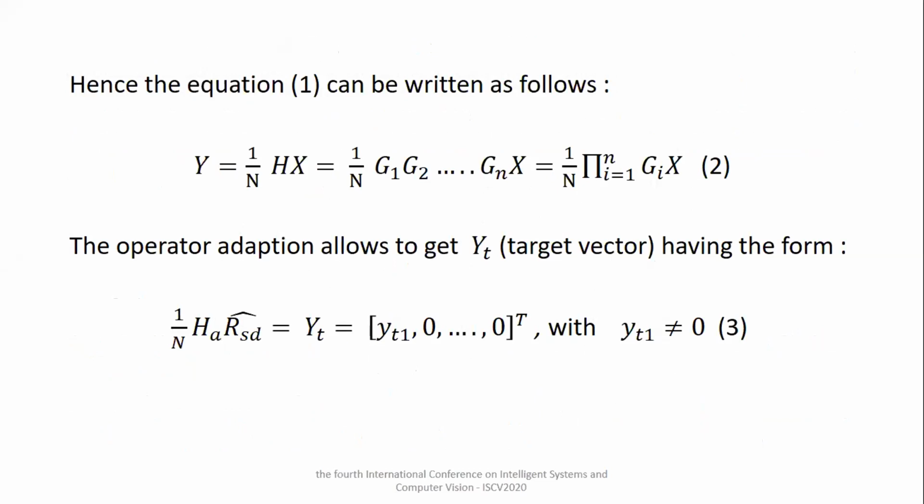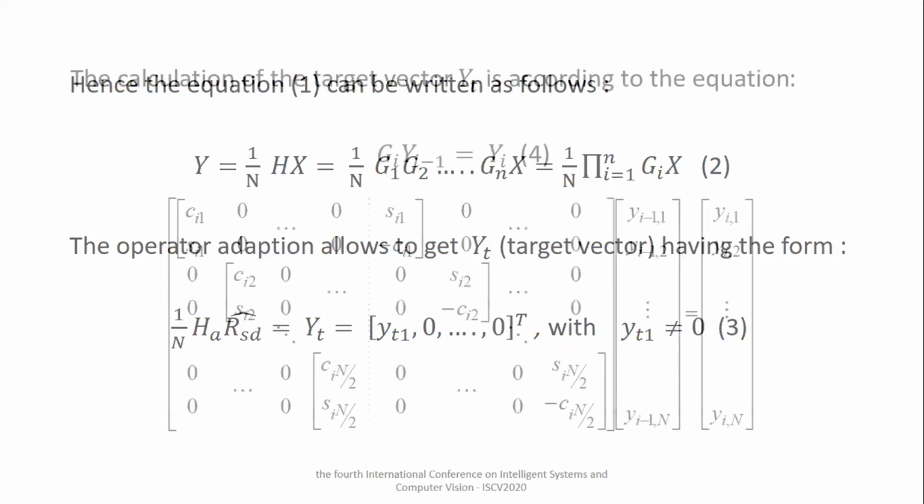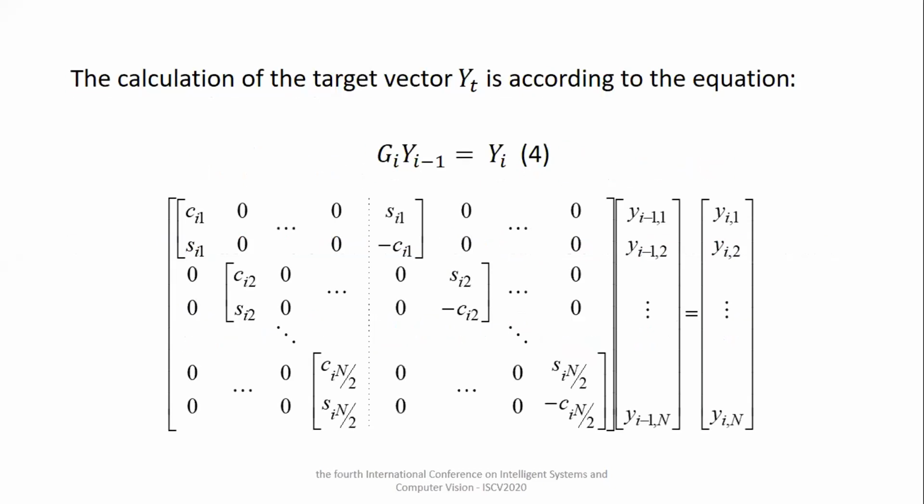The operator H is the product of G_i, and we will multiply it by the initial signal x. The operator adaptation allows us to get the target vector yt having the following form, where the first element is non-zero. The calculation of the target vector yt is according to the following equation: G_i multiplied by y_(i-1) gives a vector y_i where the first element is non-zero and the others are equal to 0.